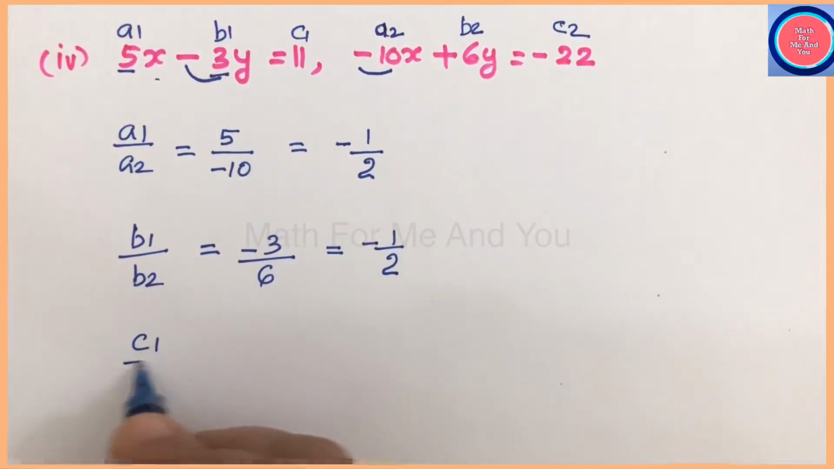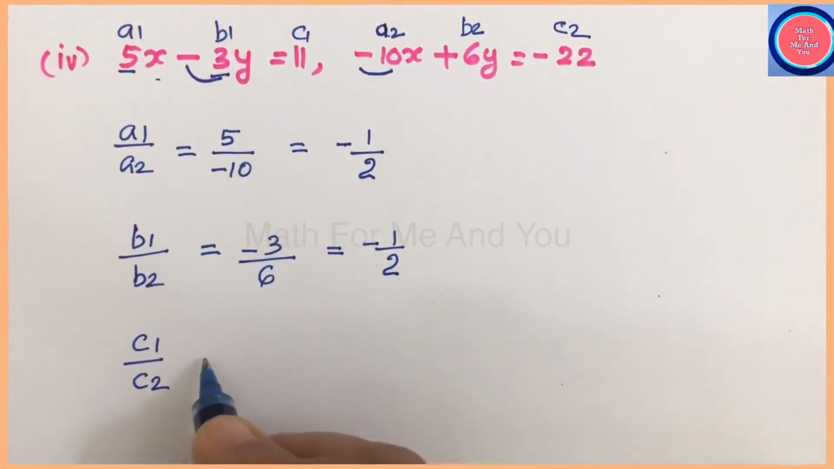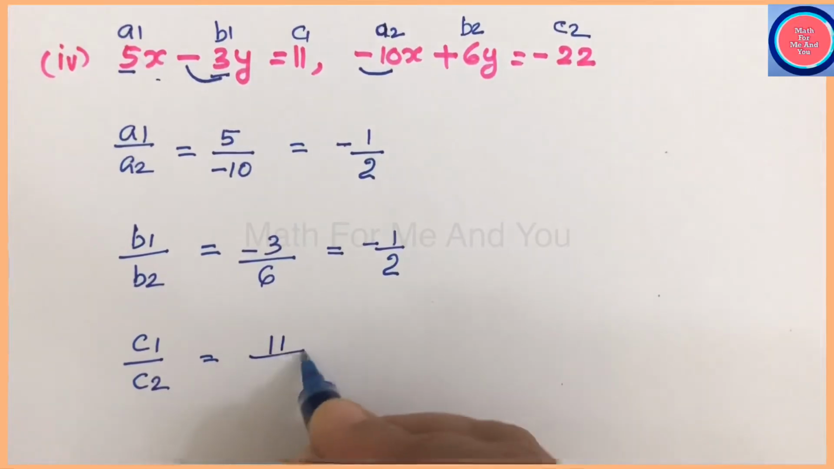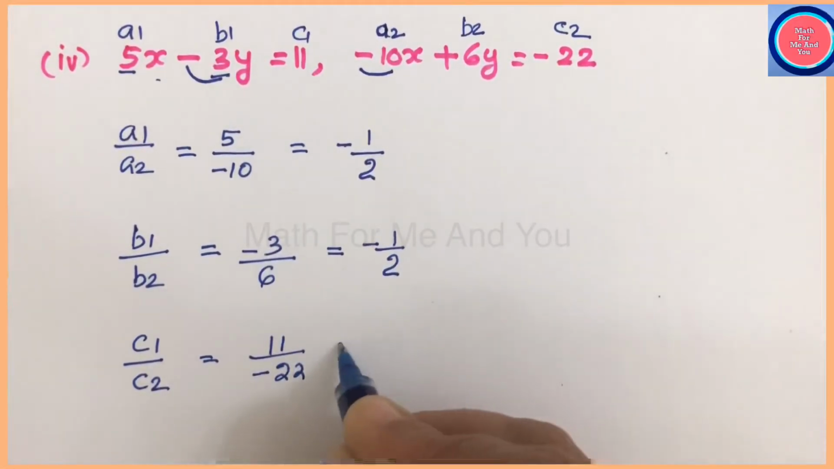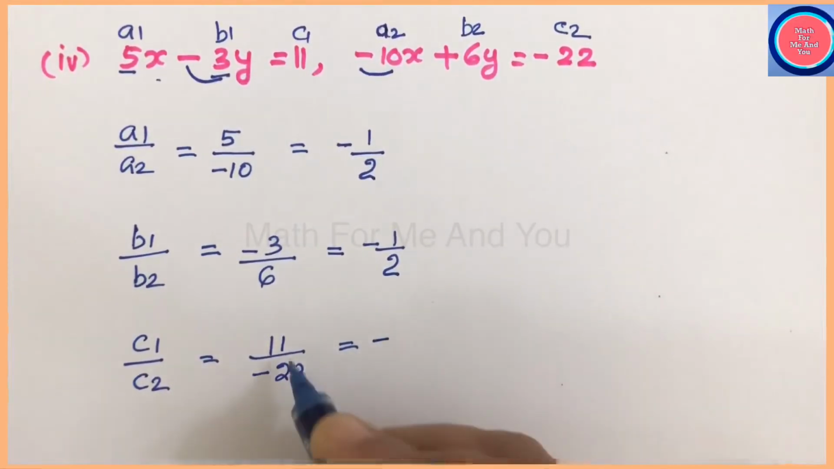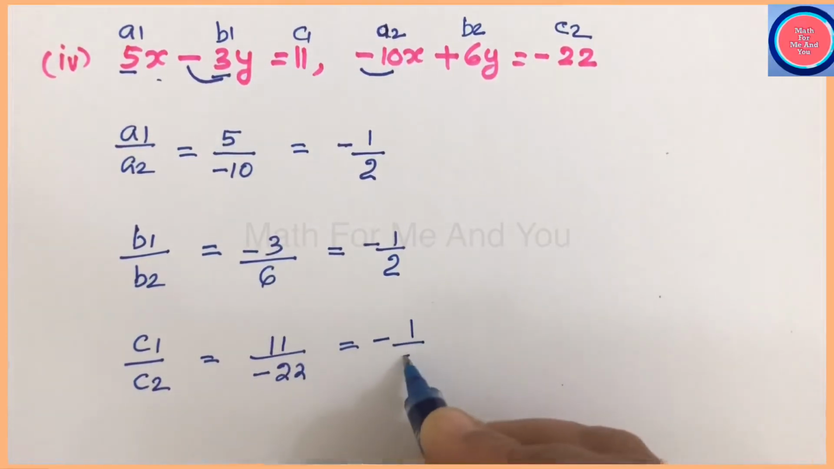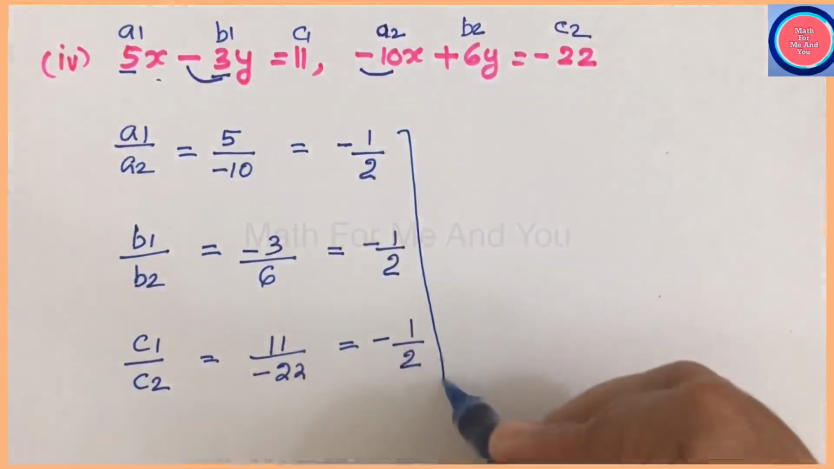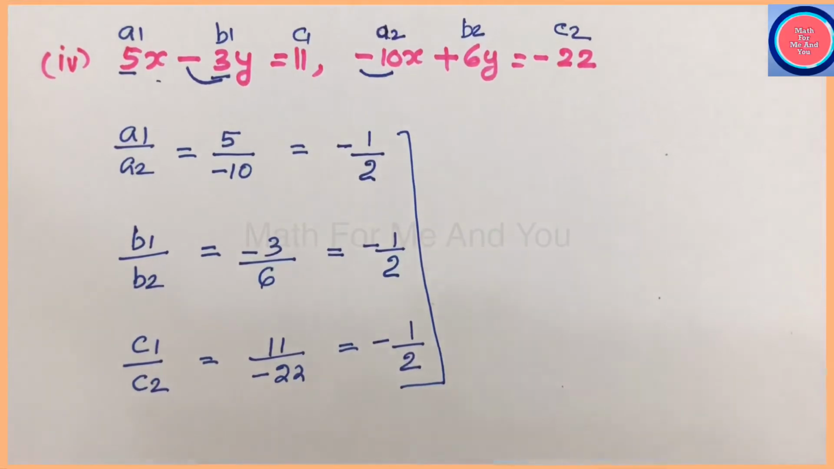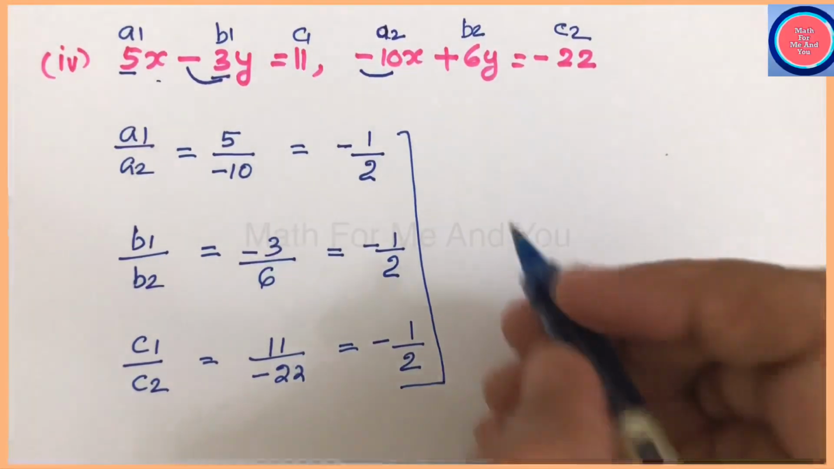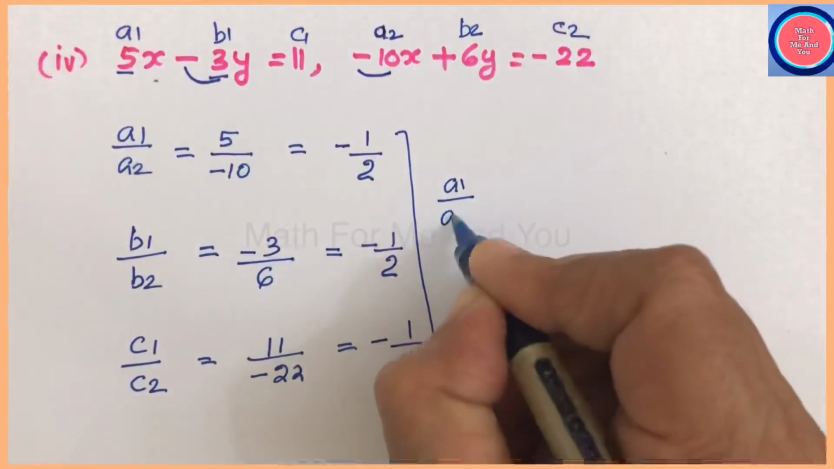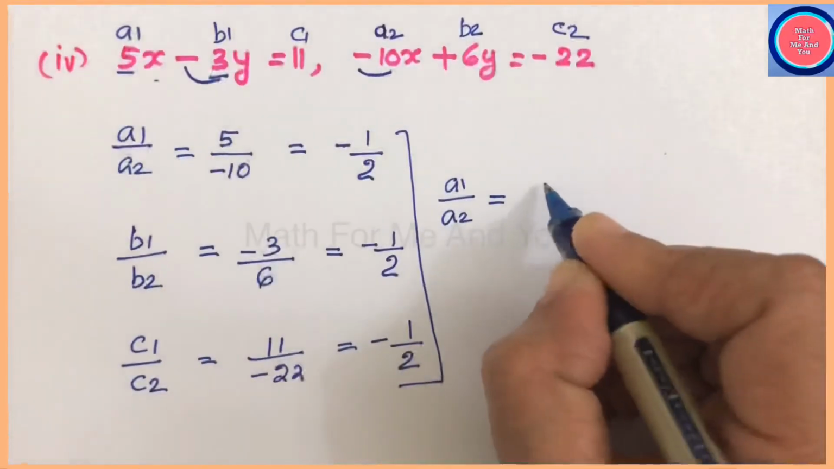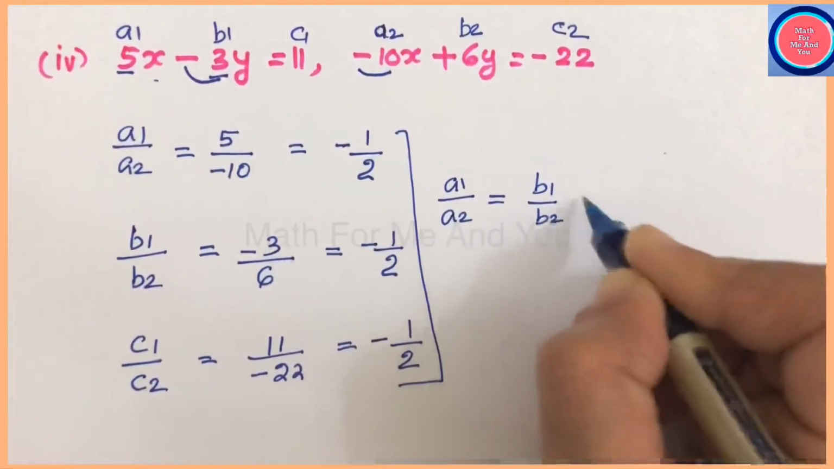Next is C1 and C2. Ratio of C1 and C2. It is 11 by minus 22. Cancel by 11 numerator and denominator. Then we get minus 1 by 2. While comparing these ratios, we get the result. All the ratios are equal to minus 1 by 2. That means A1 by A2 is equal to B1 by B2 is equal to C1 by C2.